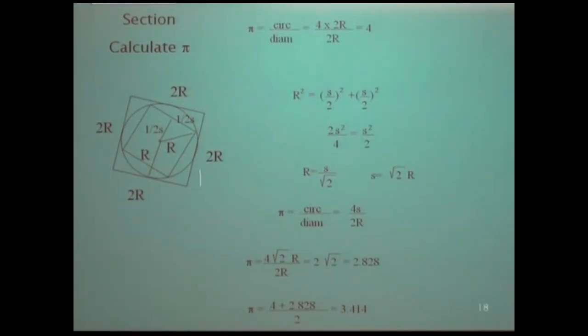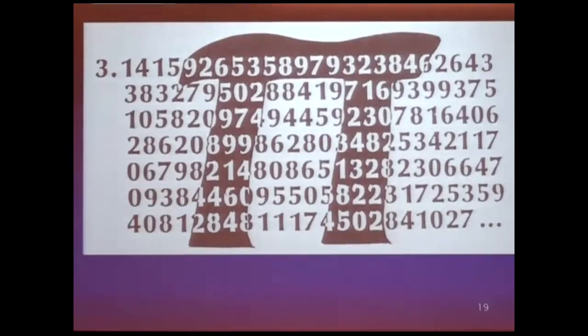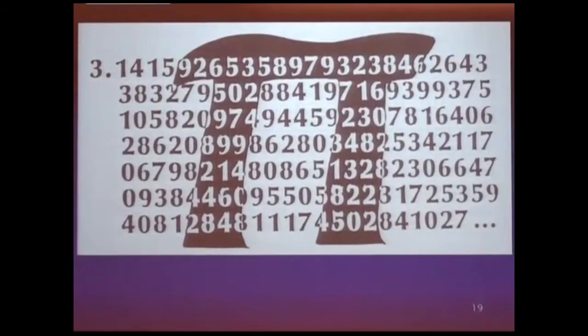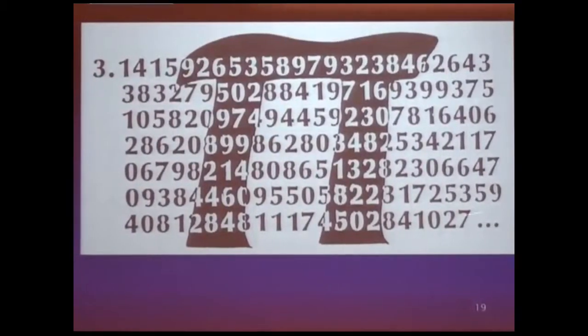But the answer, from this first approximation, is 3.414. Looks damn good, but it's wrong. It's 3.141, okay? That's correct. The closer value is 3.141. In fact, the value of pi to many, many decimal places is that. And you can still go on beyond that.